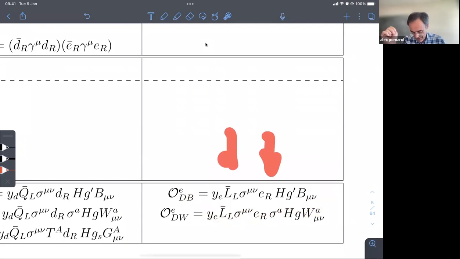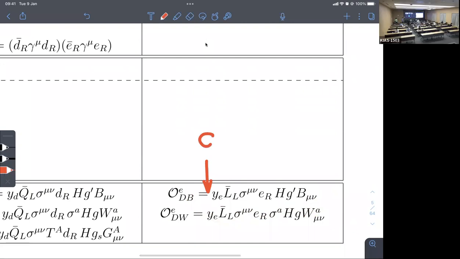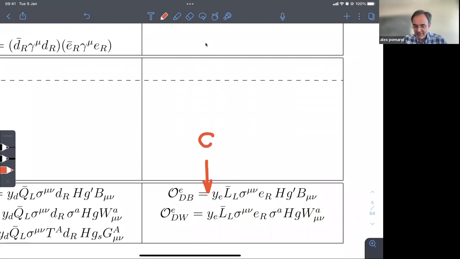Now in this definition where you have left and right here, the dipole, what I was saying is that there's a coefficient here, and if it's real, the real part goes to the magnetic dipole moment, and the imaginary part goes to the electric dipole moment. That is equivalent to what you said. It's completely equivalent.